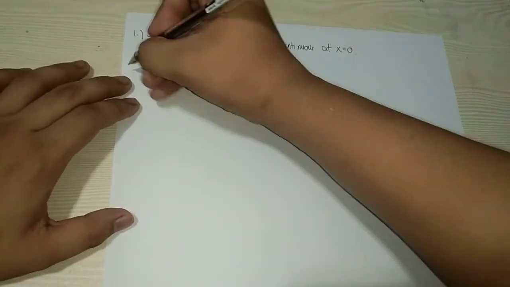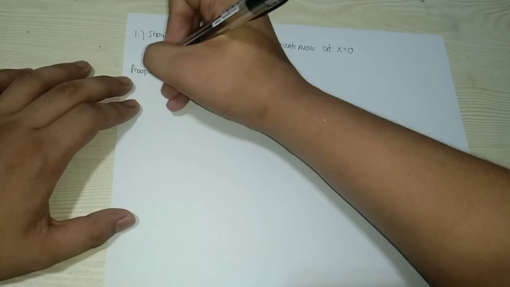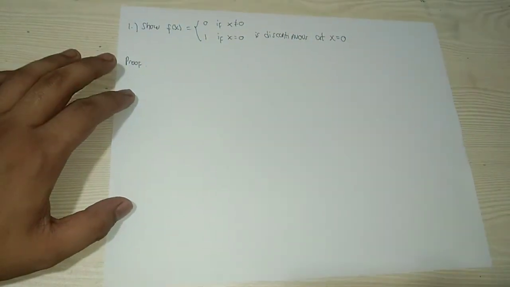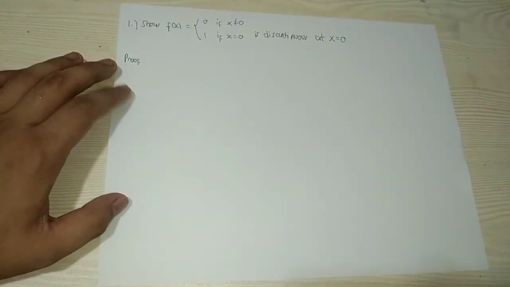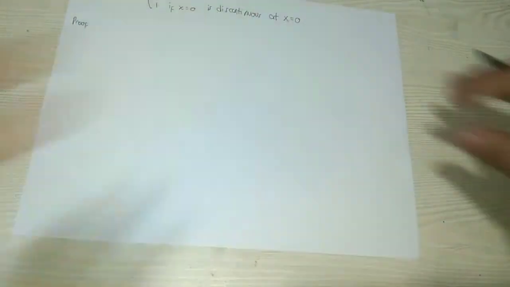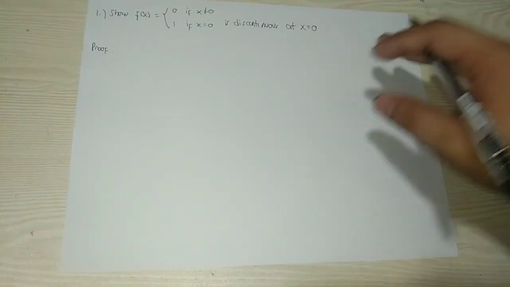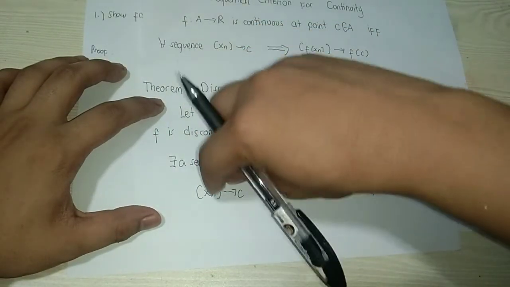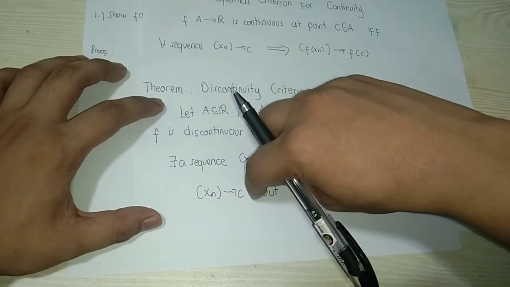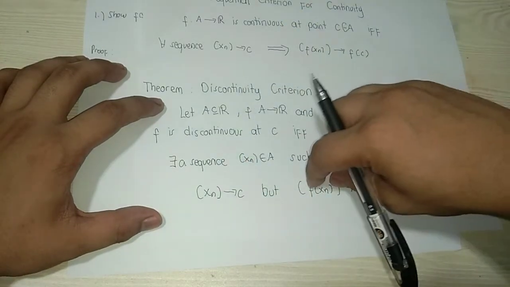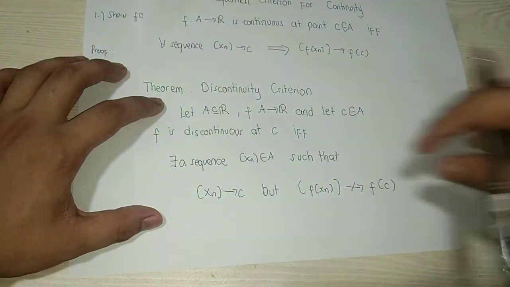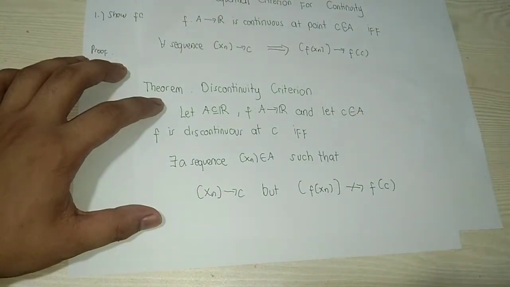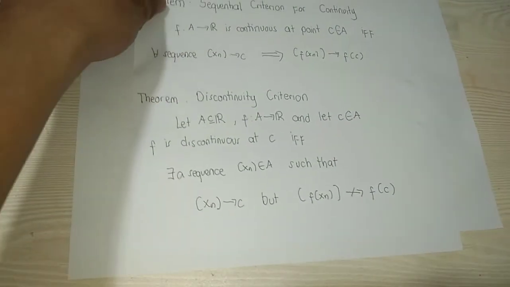Okay, so for our proof, ipoprove natin na yung function na to ay discontinuous. So mula sa definition, di ba? So balikan natin yung definition. So dapat makapag-provide tayo ng sequence na yung sequence nag-a-approach sa c, pero yung sequence of f of x sub n, hindi nag-a-approach doon sa f of c.